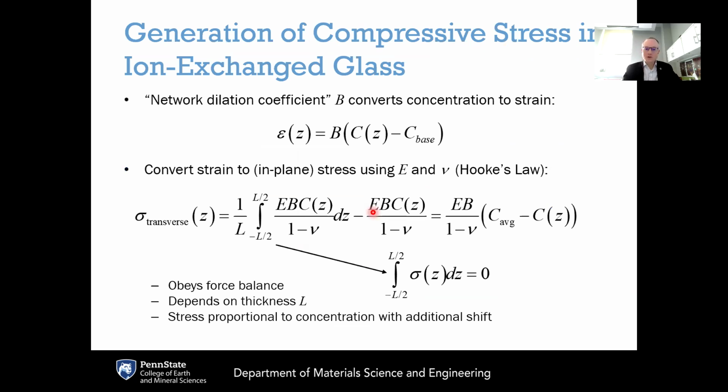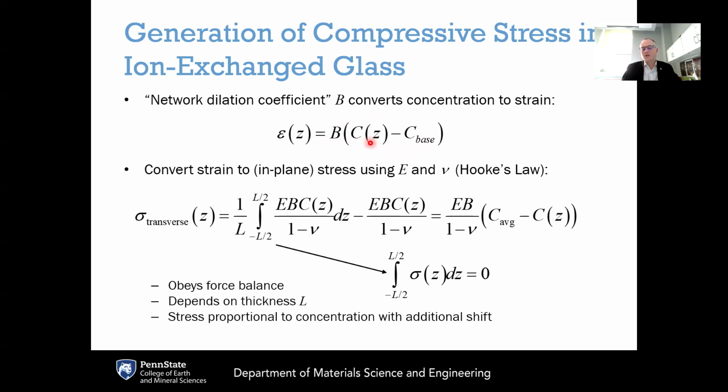Now, that concentration profile, which follows a complementary error function, gets converted to a strain profile, and the constant of proportionality between them is this coefficient B, which is called the network dilation coefficient, also known as the linear network dilation coefficient or the Cooper coefficient, in honor of the late Professor L. Cooper, who was a pioneer in understanding the basics of ion exchange physics. Now, this network dilation coefficient B tells us how much strain we get per unit of ions exchanged. You can think about this as being analogous to a thermal expansion coefficient.